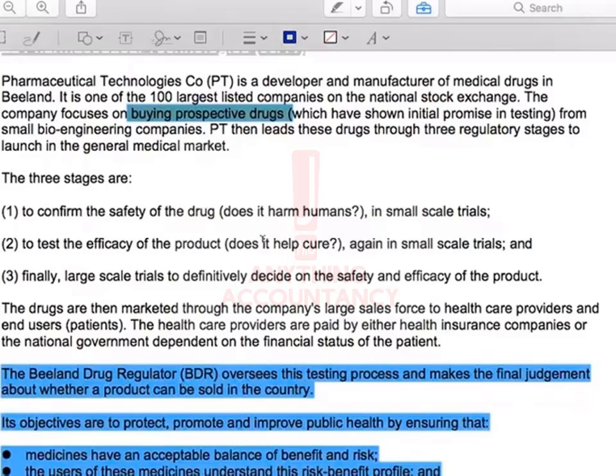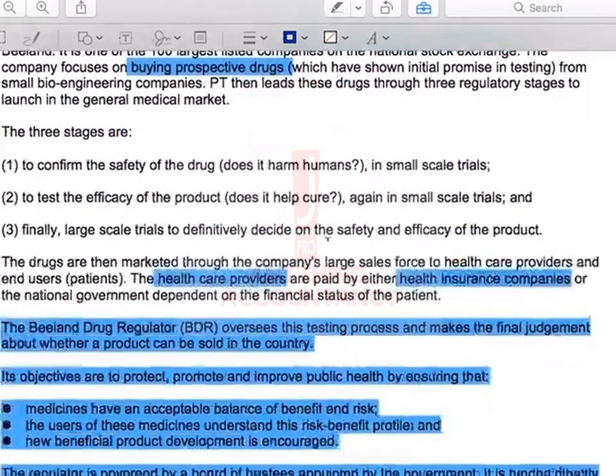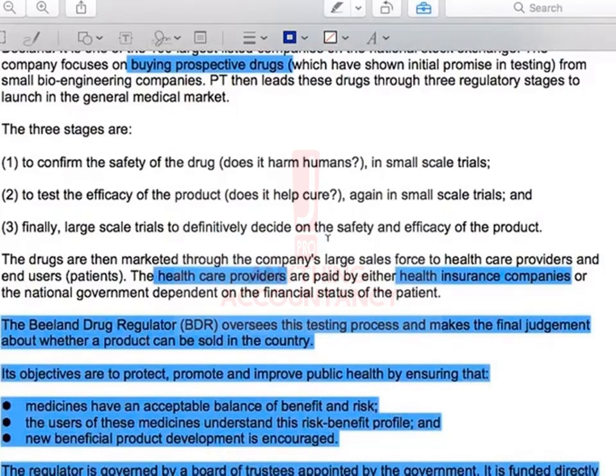The drugs are then marketed by the company's large sales force to healthcare providers and end user patients. Healthcare providers are paid by health insurance. So here you have the healthcare provider, that's one stakeholder, and the health insurance company, that's another stakeholder, and the developer and manufacturer of medical drugs, this is another stakeholder. Remember, the stakeholder question was for the government body, not for the company. So the question was a bit upside down.